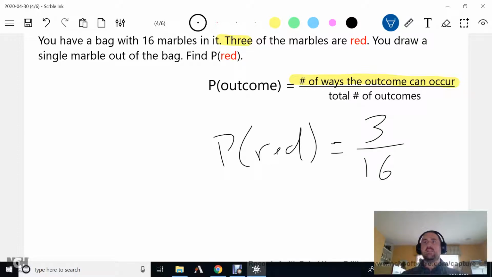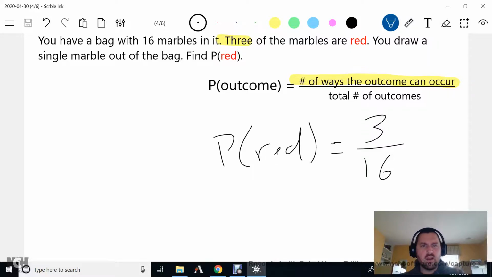But it's really easy to default into thinking about just like 1 out of something or whatever like that. Important not to do that in this case. It's also important to realize that even if there's only red marbles and blue marbles, it wouldn't be 1 out of 2. We really need to think about the total number of outcomes.